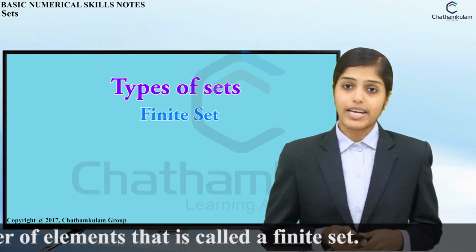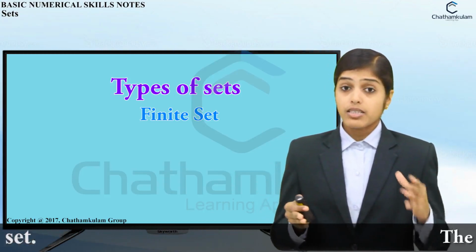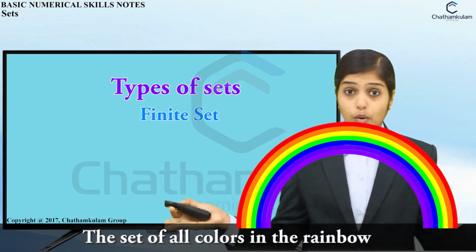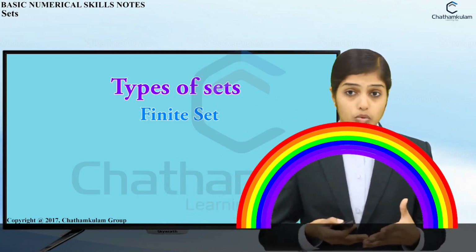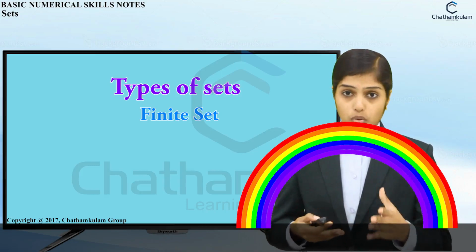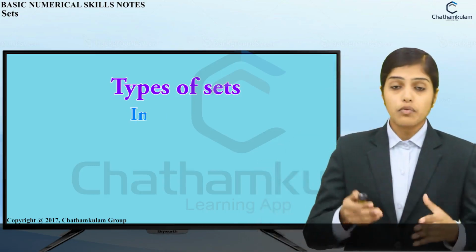That is called a finite set. For example, the set of all colors in the rainbow. This is a finite set. Why? Because we have the colors in the rainbow that we know, that is VIBGYOR.